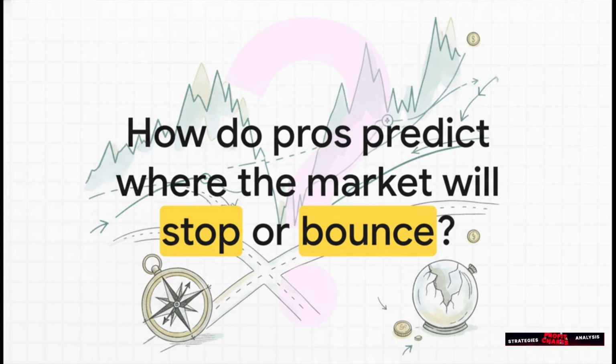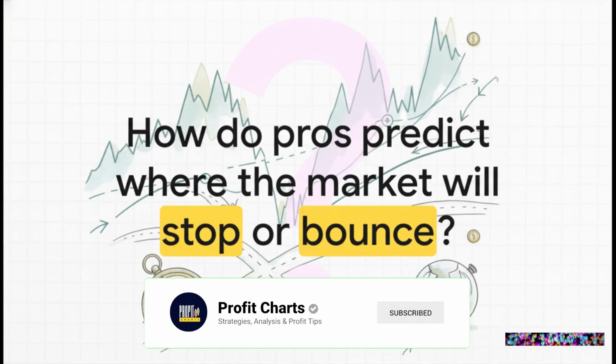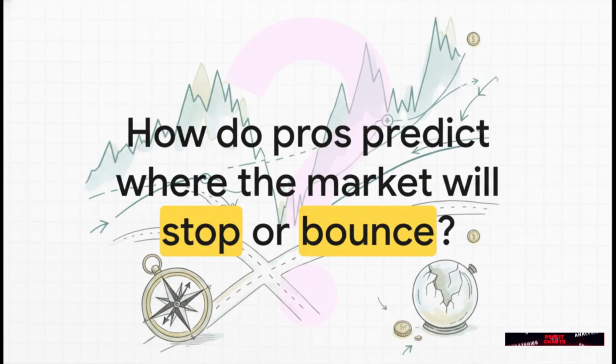I mean, that's the million-dollar question, isn't it? How do the pros seem to know exactly where the big battles between buyers and sellers are going to happen before they even happen? Well, spoiler alert, they're not using a crystal ball. They're using a time-tested indicator that literally turns yesterday's price action into today's roadmap.